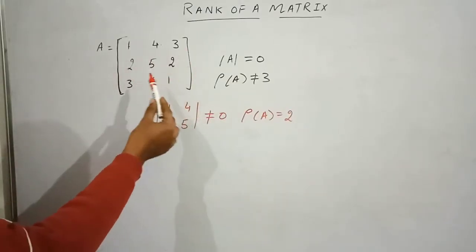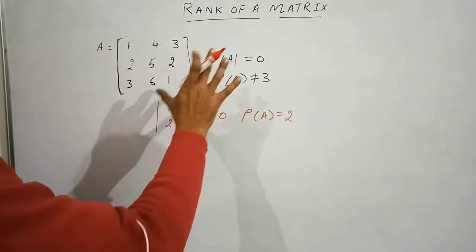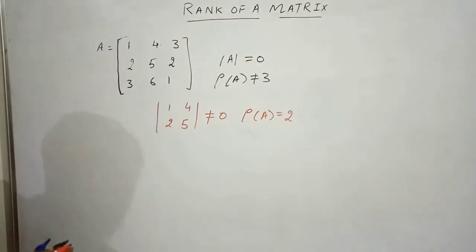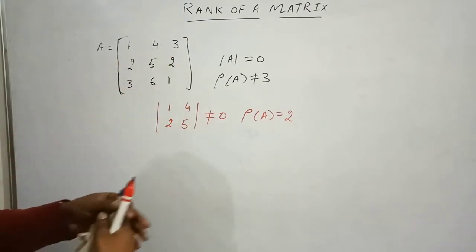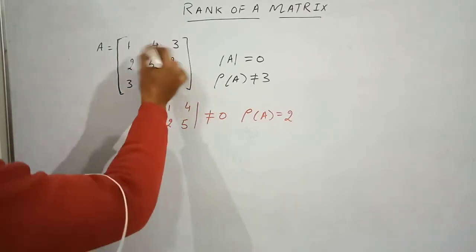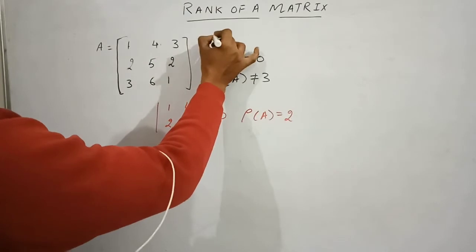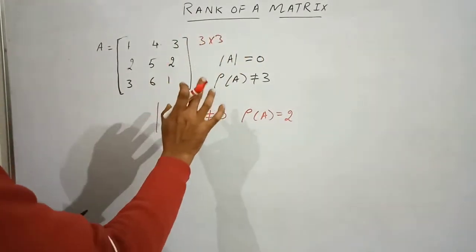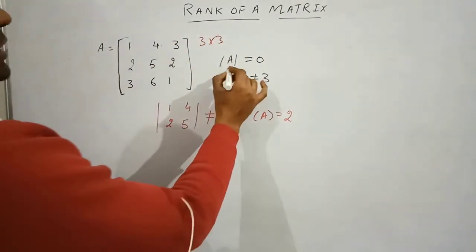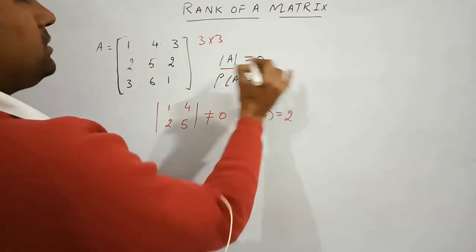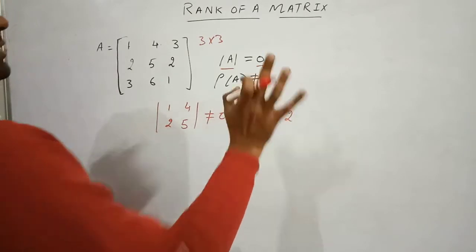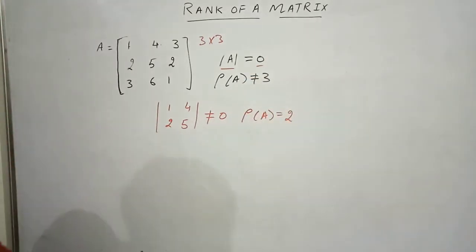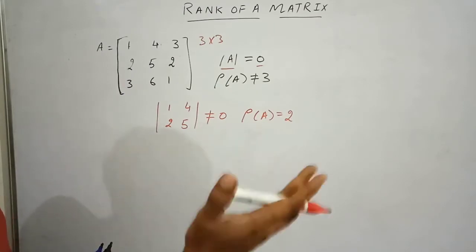If A is this matrix, to find its rank we will first take the highest order minor from it. The highest order minor is the matrix itself, of order 3 by 3, so we will find its determinant. The determinant of A is 0. It means the rank of A cannot be 3. That may be 2 or that may be 1.